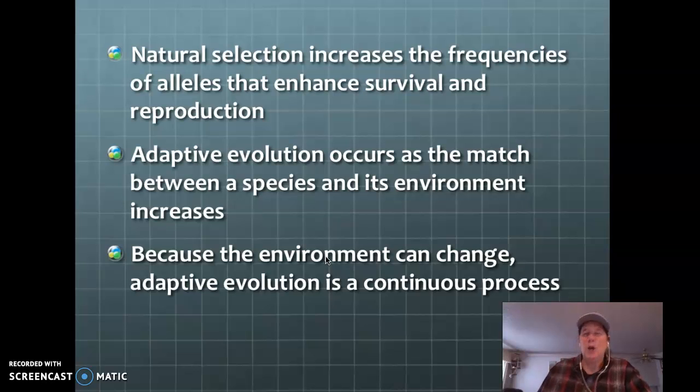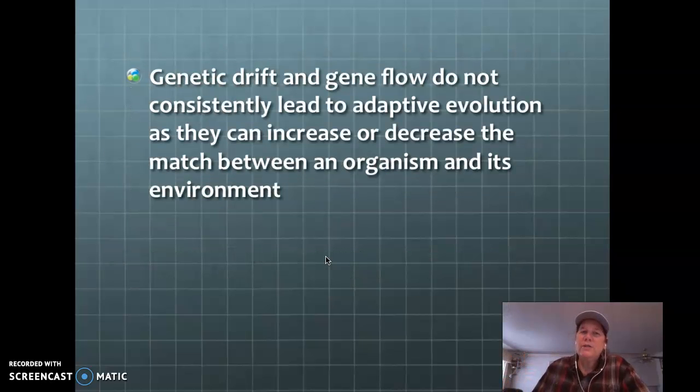It's a big thing. And colors, you'll see that sometimes with moths. They used to be white colored, they'd blend in, and then we had the Industrial Revolution and things got a little dirty, and so the white moths got eaten, but the ones that were darker didn't. They're changing their colors, and so they're camouflaged. So genetic drift and gene flow do not constantly lead to adaptive evolution. They can increase and decrease, and it's not really the environment that changes it.